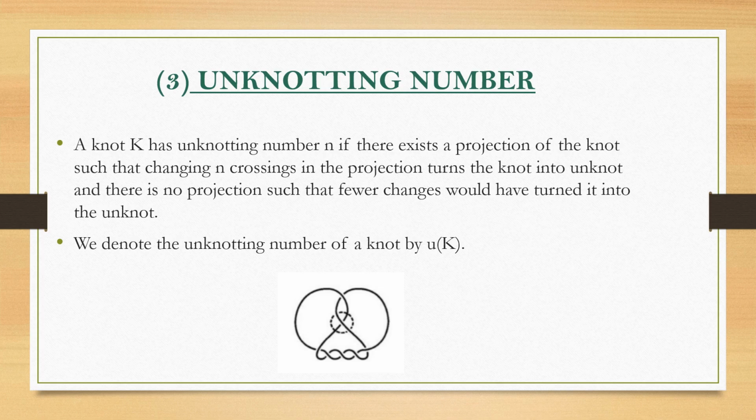In the given figure, if you observe the marked portion and change the crossing in the marked portion, you'd get a projection that is equivalent to the unknot. So the unknotting number of the given example, or the given projection, is 1.